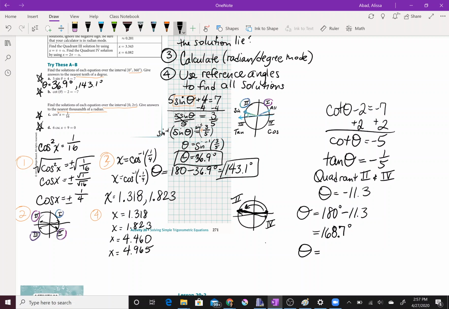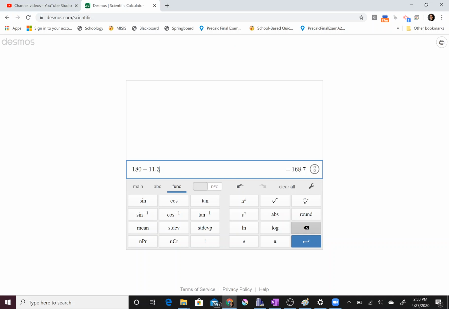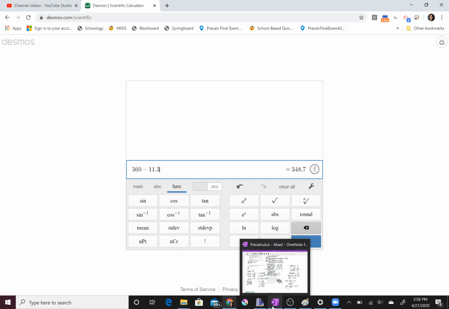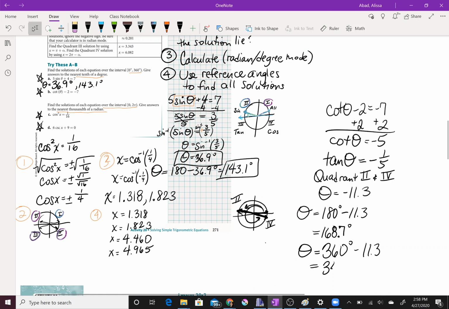Oh, okay. Even though I found both of those, it does say I need to have it in the interval 0 to 360. So to find the other one, I'm going to take away 360 degrees, since it's going all the way around over here to get to that angle. 360 degrees minus 11.3. And again, you ignore that negative for now. You're really just trying to find out what it is at that reference angle. It's going to be 348.7 degrees. There's our final solution.